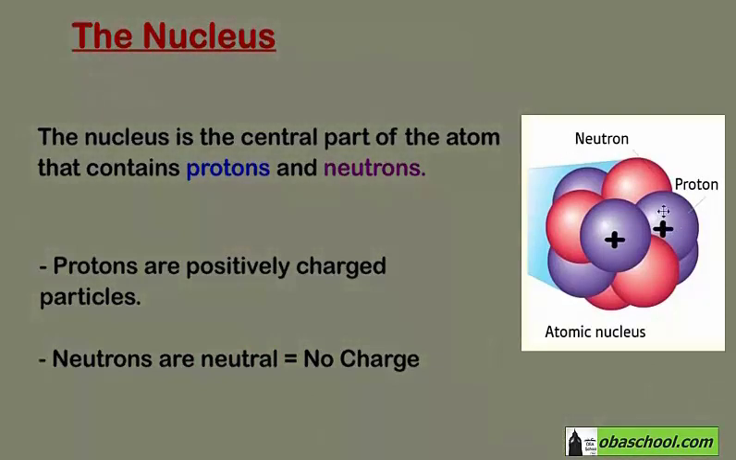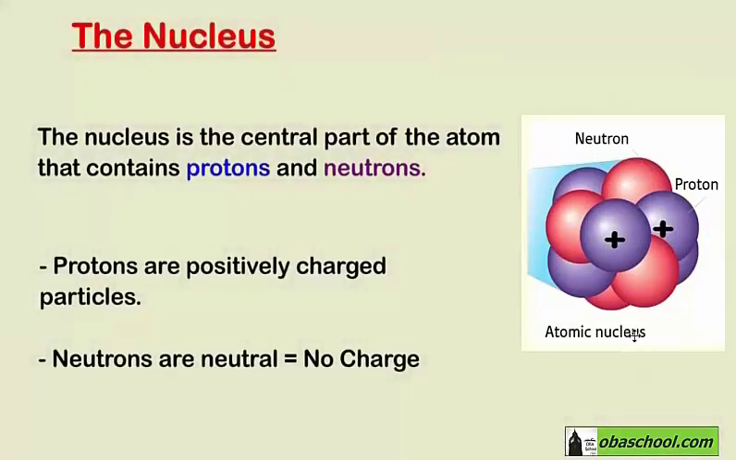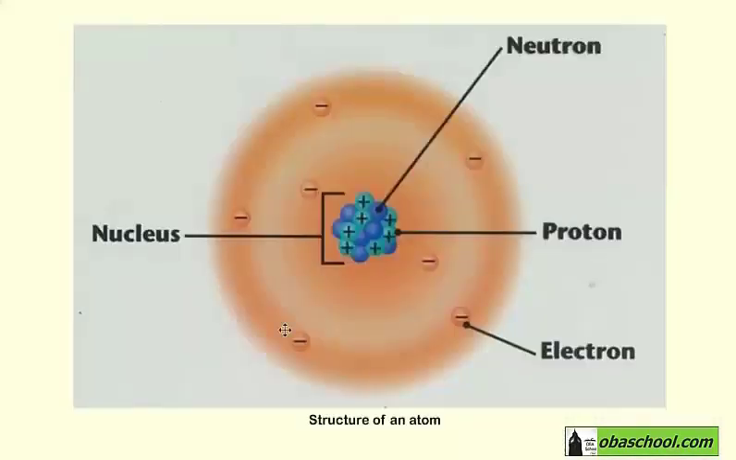Again, this is the nucleus, which is the center of the atom. It contains the protons and the neutrons. Let's have a final look at the atom. Here's the nucleus with protons and neutrons inside the nucleus. Electrons are outside the nucleus surrounding it.